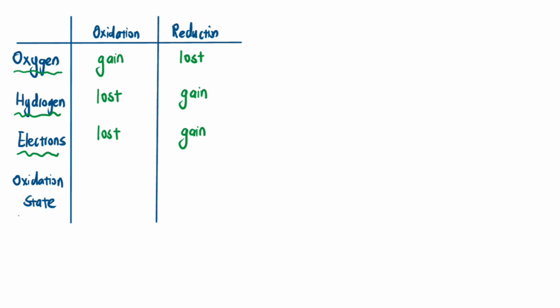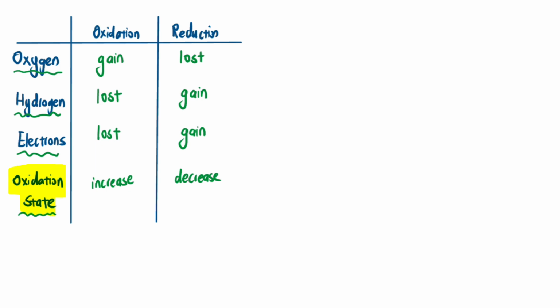And the final method is the oxidation state method. So if there's an increase in the oxidation state of any elements in the substance, then we say that the substance is oxidized. Then next, if there's a decrease in the oxidation state of any elements in the substance, we say that the substance is reduced. So among these four methods, in my opinion, the best method to use is the oxidation state method, because it's the most applicable in most circumstances.